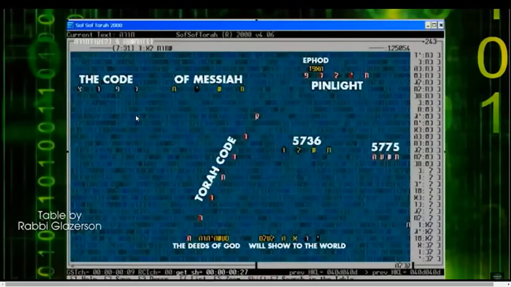Then this is one he just did for me. The keywords were Torah code, the code of Messiah, Pinlight, my company name, Ephod, which always comes up in Torah code tables sometimes. And it says 5736. 5736 was the year that Rabbi Yaniv gave the information to Professor Rips that caused him to start looking into the Torah codes. 5736 is 1976. And 5775 is when we first released the film. The deeds of God will show to the world.